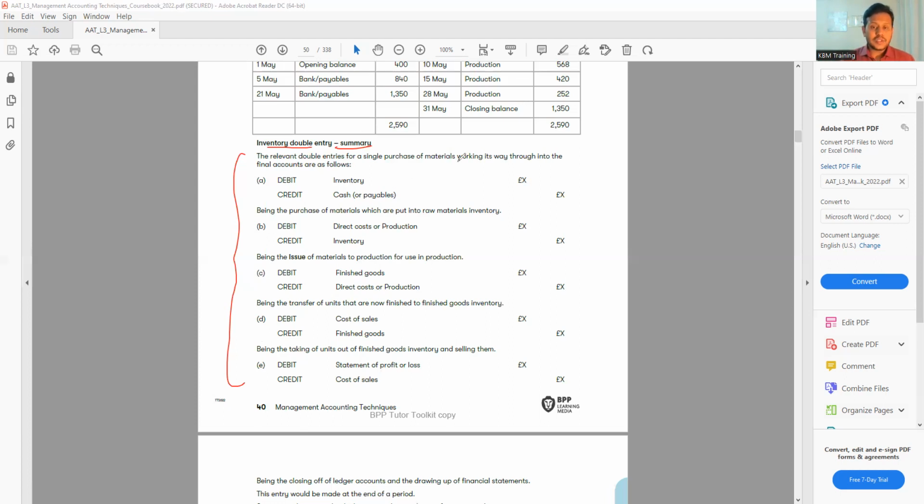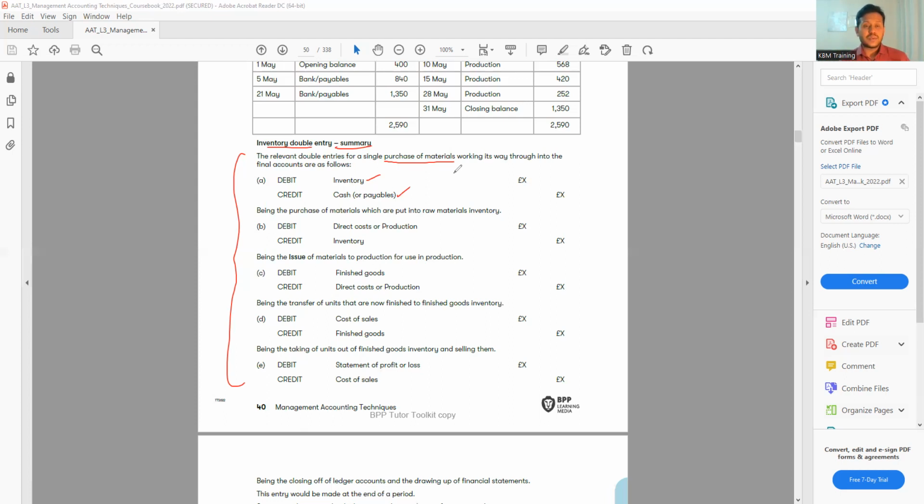So here, have a look. The relevant double entry for a single purchase of material. So when you buy a raw material, what happens? Either I can pay cash or I can buy on credit. If I buy a material, inventory is debit, or maybe materials is debit, and cash is credit or payable is credit. If I pay immediately, then cash is credit. If I pay later, then payable is credit. This is a very simple thing. So for the purchase of raw material, material is debit and cash or payable is credit.